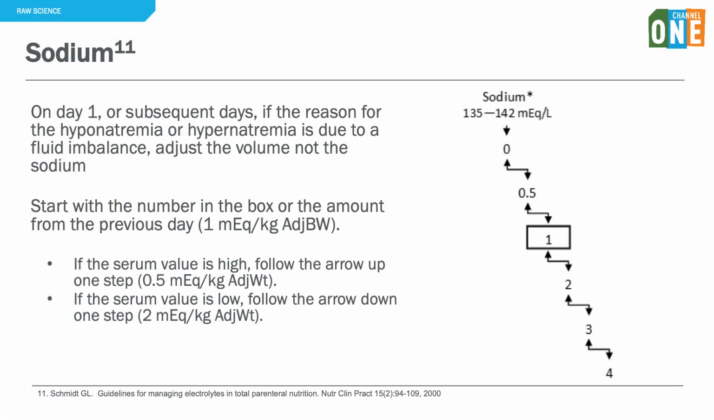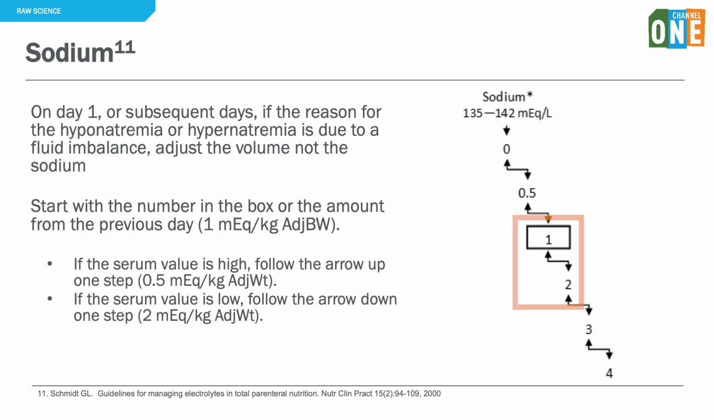On day 1 or subsequent days, if the reason for the hyponatremia or hypernatremia is due to a fluid imbalance, adjust the fluid volumes, not the sodium. Otherwise, start with the number in the box or the amount from the previous day. In this example, 1.1 milliequivalent per kilo adjusted body weight. If the serum value is high, follow the arrow up 1 step.